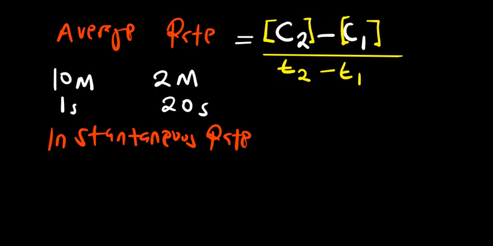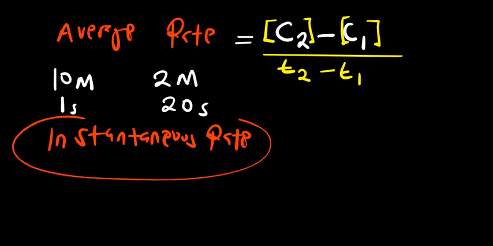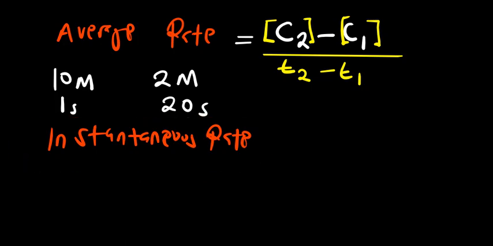However, when you're talking about the instantaneous rate, it's a bit different. You don't want to find this whole range from 2 to 10 and from 20 to 1. No, you can find it at a specific point. Let's say you want to find the rate at, let me say, 11.5 seconds.